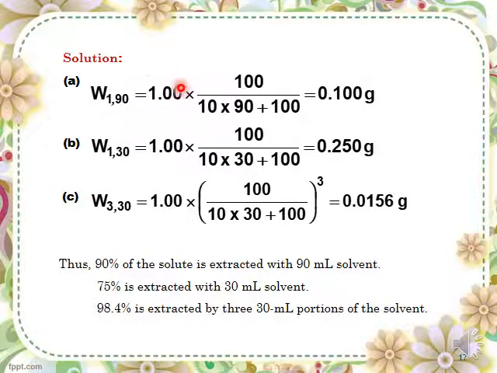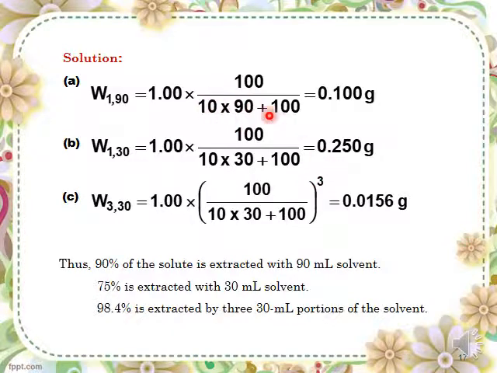Initial mass is 1 gram. 100 is the volume of the aqueous phase, and then the distribution ratio is given as 10. 10 times the volume of solvent plus the volume of aqueous. So this is single extraction. For 3 successive extractions, it is 3 here, for 4 successive extractions, 4, and if 5 successive extractions, then 5.